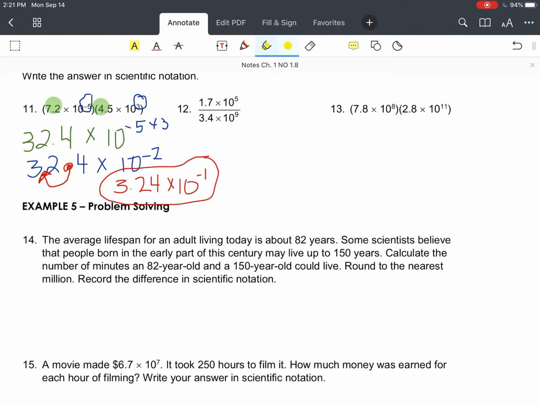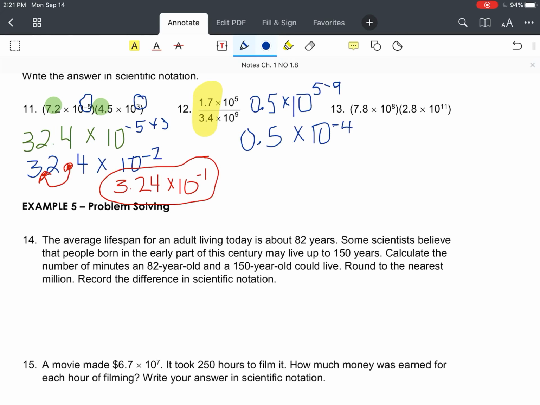So for number 12, in 11 we multiplied my two numbers out in front. Now I'm going to divide my two numbers out in front. So I'm going to divide 1.7 and 3.4. When I do that, I get 0.5. And now instead of adding my exponents together, because I'm dividing, I'm going to subtract. So I'm going to do 5 minus 9. Well, 5 minus 9 is going to give me negative 4. So my answer is 0.5 times 10 to the negative 4th.